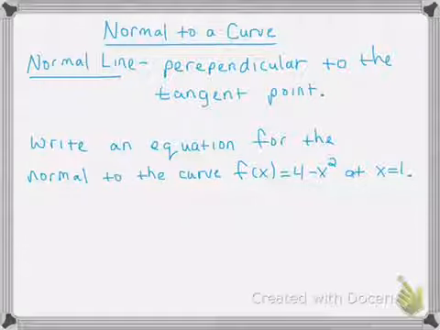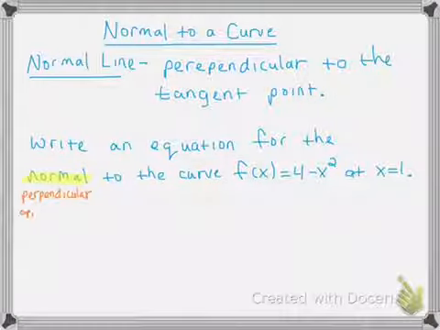All right, so what we're going to do is we're going to write an equation for the normal to this curve, which our curve is 4 minus x squared, at that specific x value, x equals 1. Okay, well, first off, that's the question. We need to know normal. Okay, normal means perpendicular. Okay, well, wait a minute. We're going to be perpendicular to a tangent line.